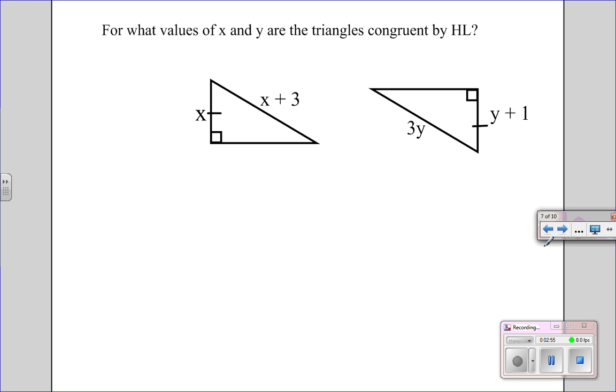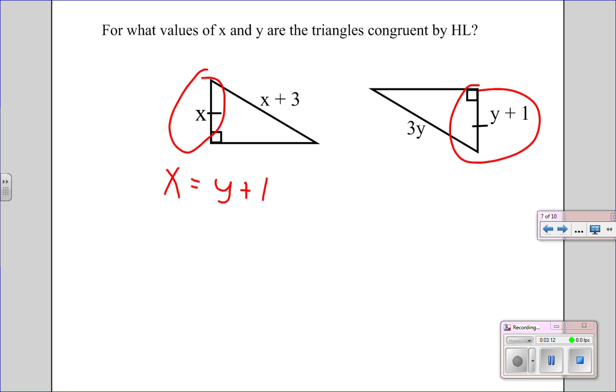For what values of X and Y are the triangles congruent by HL? You might want to pause and try to see if you can figure out how to solve this system. All right, if they're going to be congruent by HL, that means that this side right here has to be congruent to this side. So that means that X has to equal Y plus 1. It also means that this hypotenuse has to be congruent to this hypotenuse. So X plus 3 has to equal 3Y.